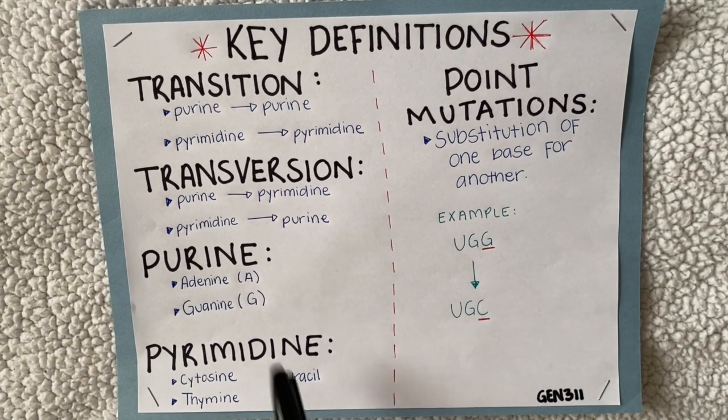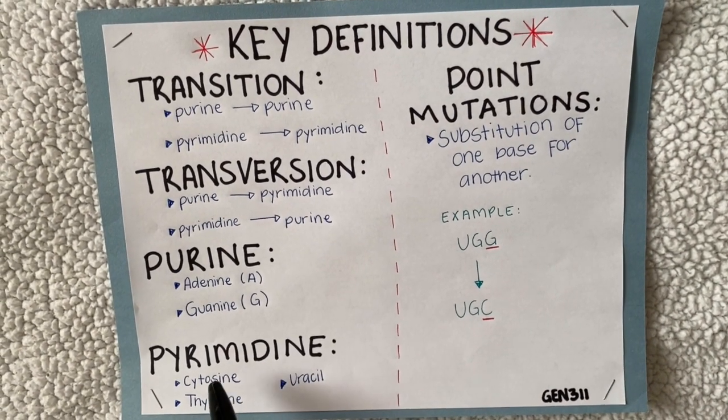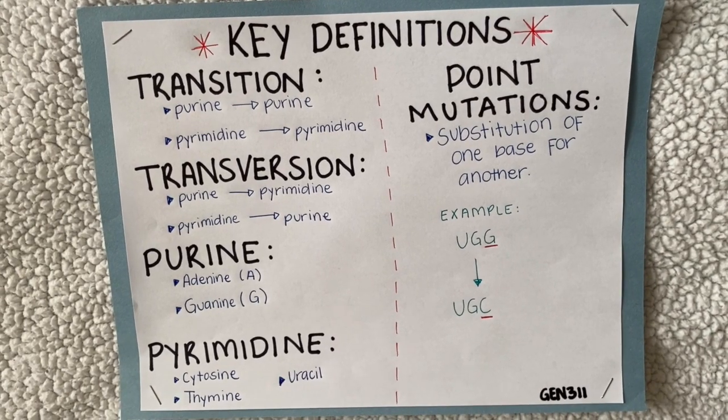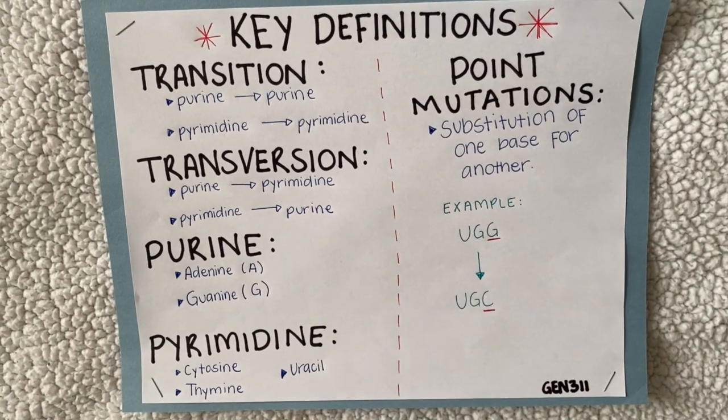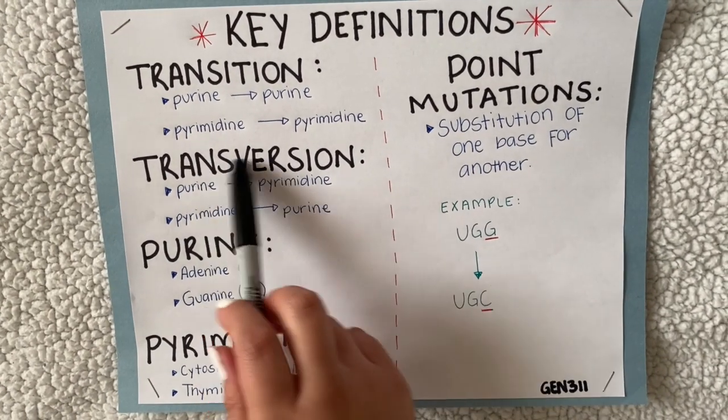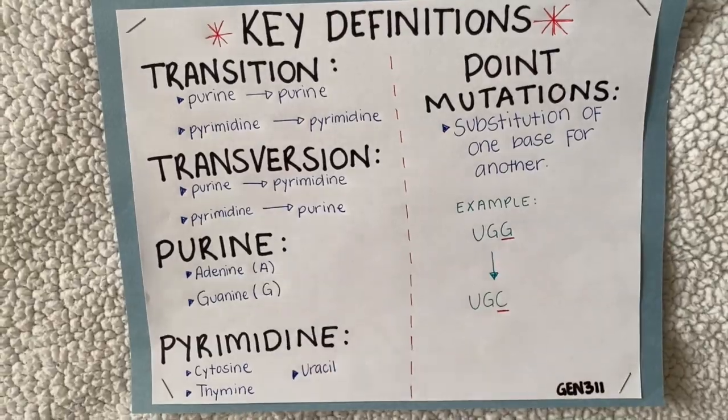Purines are the nitrogenous bases adenine and guanine. Pyrimidines are cytosine, thymine, uracil. A specific type of point mutation is a transition, which is from purine to purine or vice versa. And lastly, there is transversion, which is from purine to pyrimidine or vice versa.